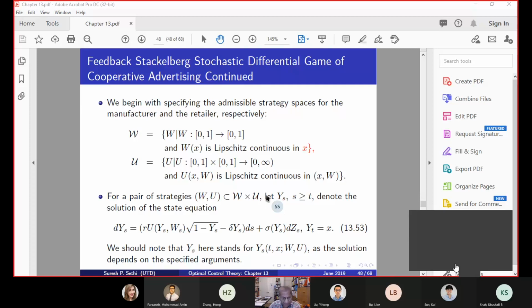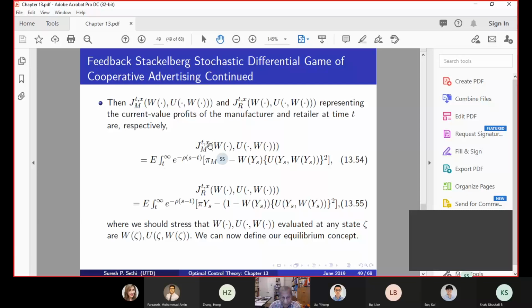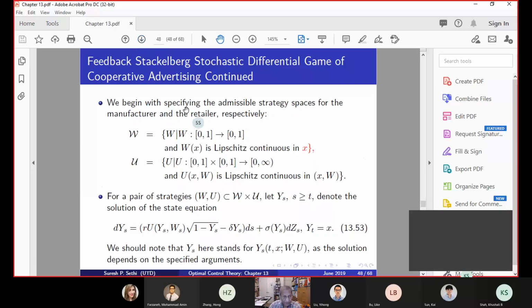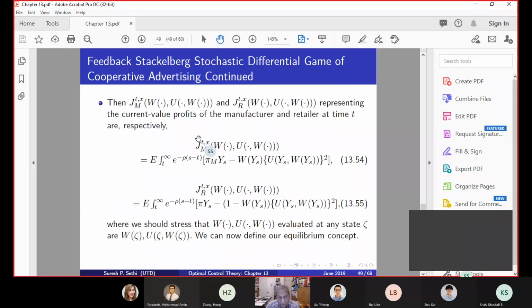Okay, so we have a solution. Now we know Y(s) at every time s. We know what W and U are. Now we can define the objective function. So given the W strategy, now see I put a dot here, so given the strategy, okay, I now have a definition of J_M and J_R.